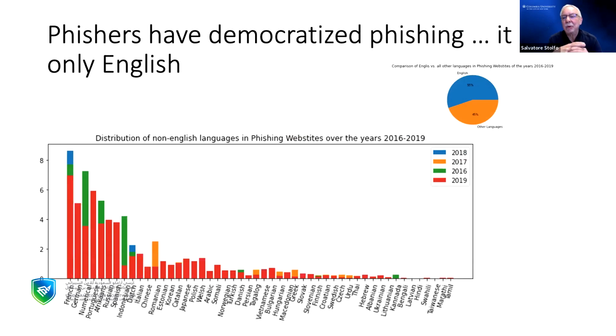This is also what we gleaned from that 5-year database. The phishers have democratized phishing. It's in essentially every language. And Arabic is somewhere in the middle. But essentially, phishing sites come in worldwide, internationally, in every language possible. So this is not a specific problem for Europe or the US. This is a problem for everyone.